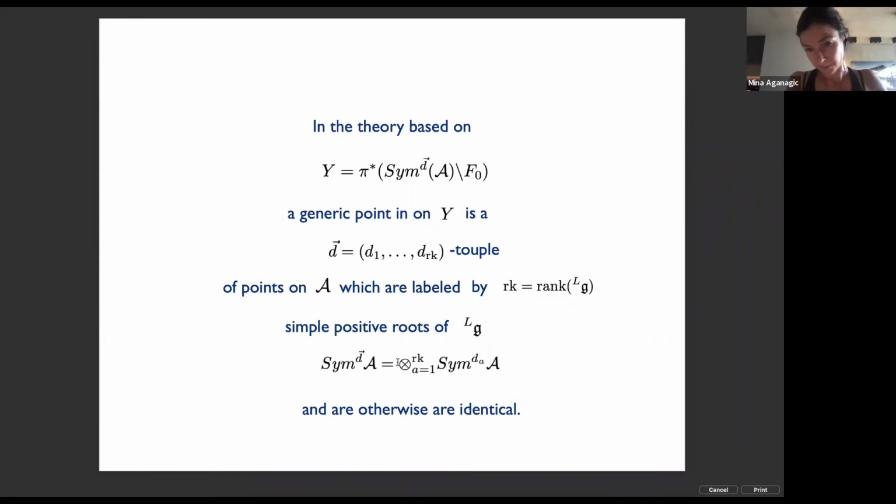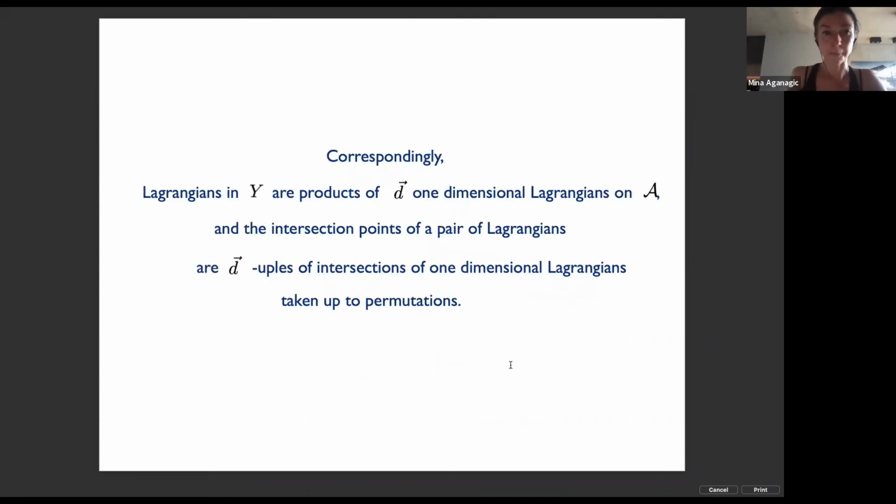This is because we get a product of symmetric products, rank D worth of them. Correspondingly, Lagrangians in Y are products of one-dimensional Lagrangians on A, similar to Heegaard Floer theory, except the Lagrangians are now labeled by simple roots. And the intersection points are intersection points of one-dimensional Lagrangians taken up to permutation, where you only care about the Lagrangians that come from the same symmetric product to intersect.